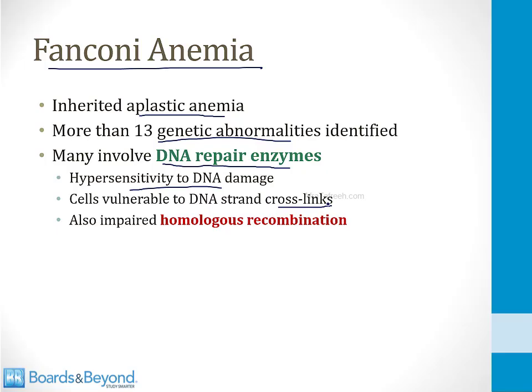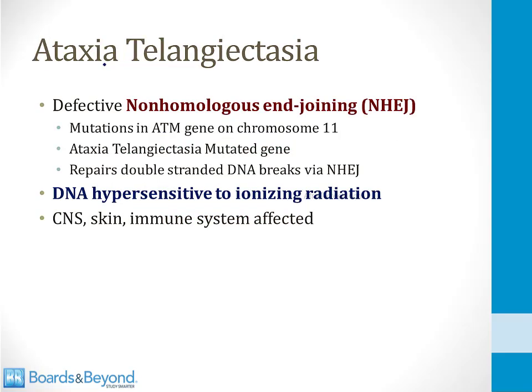And as I said, there are many different genes that can lead to this form of anemia, but impaired homologous recombination, that's that process of double-stranded DNA repair I talked about earlier, has been described as being impaired in many cases of Fanconi anemia. The classic condition related to non-homologous end joining is ataxia telangiectasia. This condition is caused by defective non-homologous end joining systems in cells. Patients with this condition are born with mutations of the ATM gene on chromosome 11.